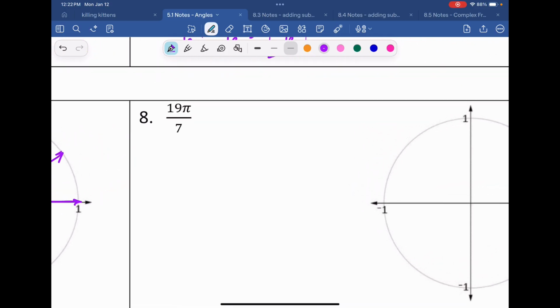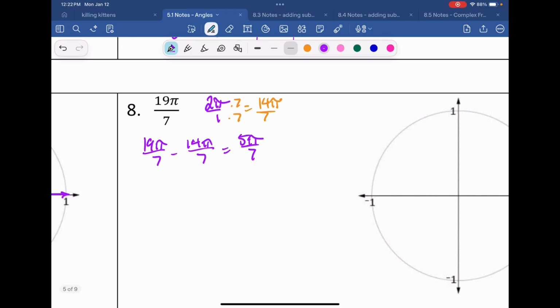Okay, 19 pi over 7. All right, I'm going to compare this to 2 pi. All right, if I take 19 pi minus 14 pi over 7, that's going to give me 5 pi over 7. Okay, so that's not quite all the way around the circle.